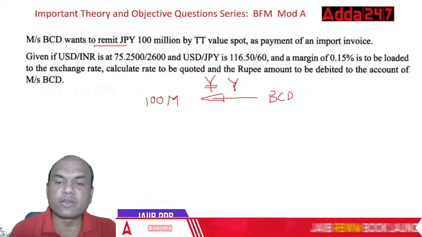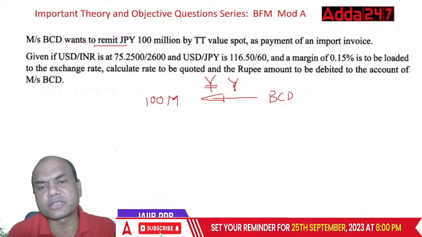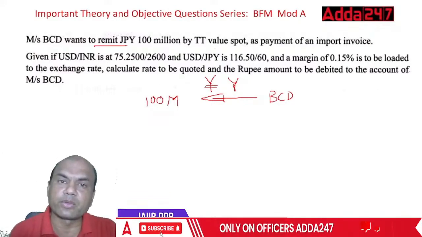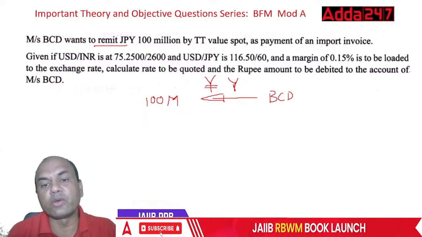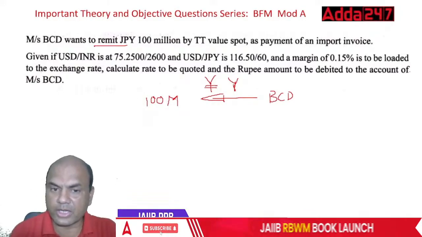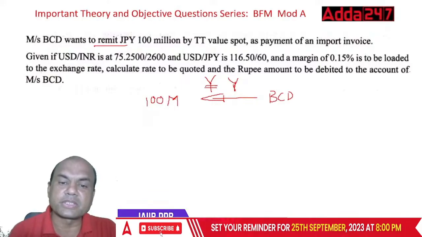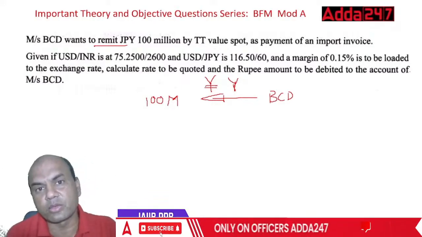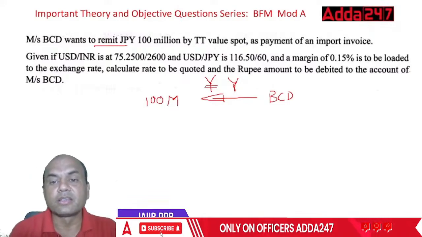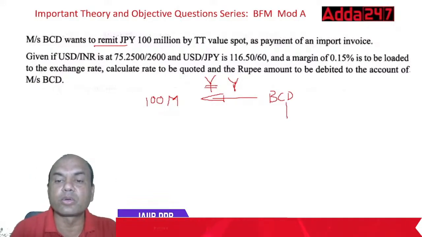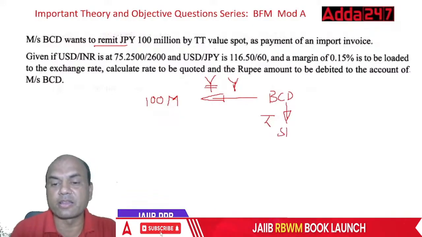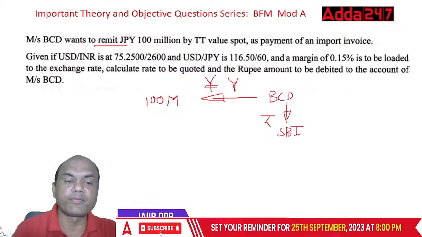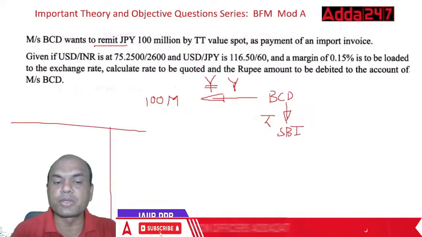Now if this BCD wants to send it, how will that person send it? That person will send it through your bank only. The person will approach your bank and you will debit that customer's account. If yen are to be sent out, does that customer have yen? No. That customer has rupees. That customer is having an account with you in rupees, let's say with SBI.